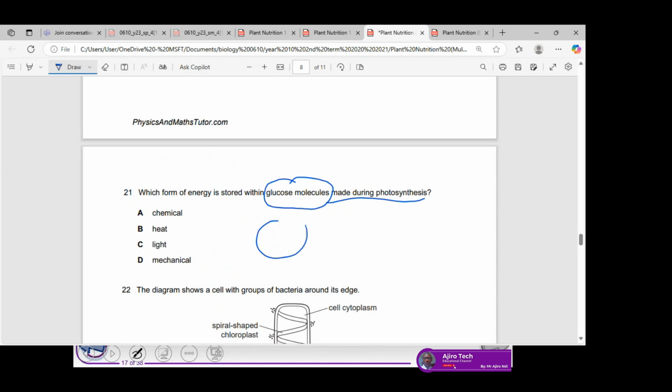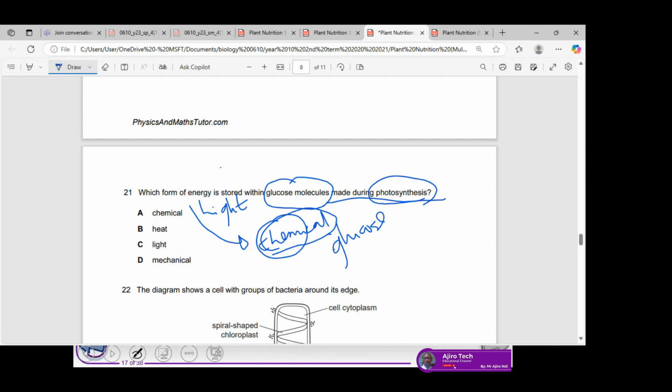So the food we eat is now what? Chemical. So what plants do for us is that they convert light energy. They are able to convert light energy from the sun. They convert it into what? Chemical energy in glucose. All right. That is what photosynthesis is all about. That's why we call plants the producers. They are able to transform light energy into chemical energy as food.